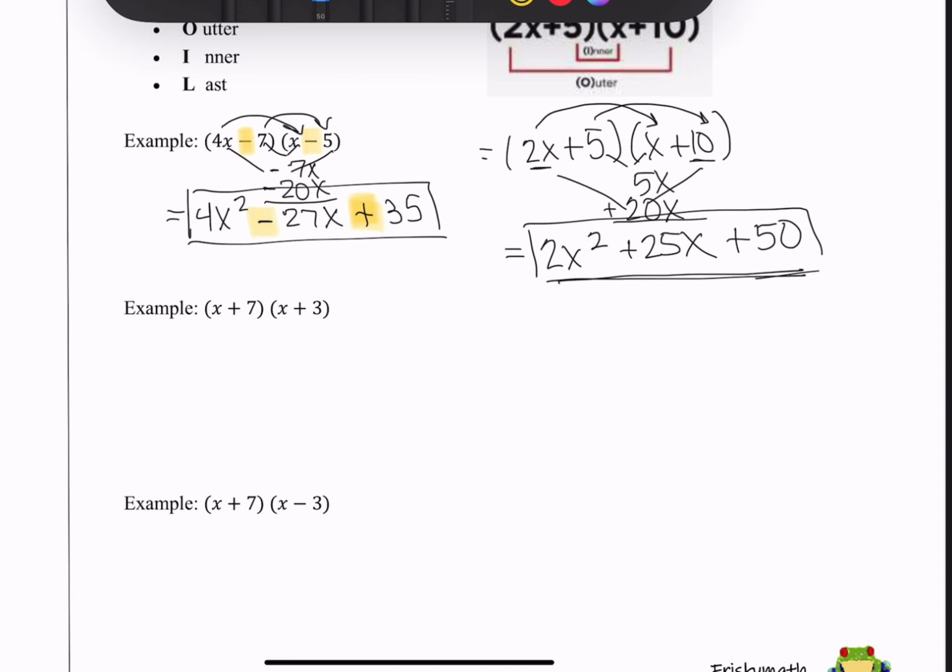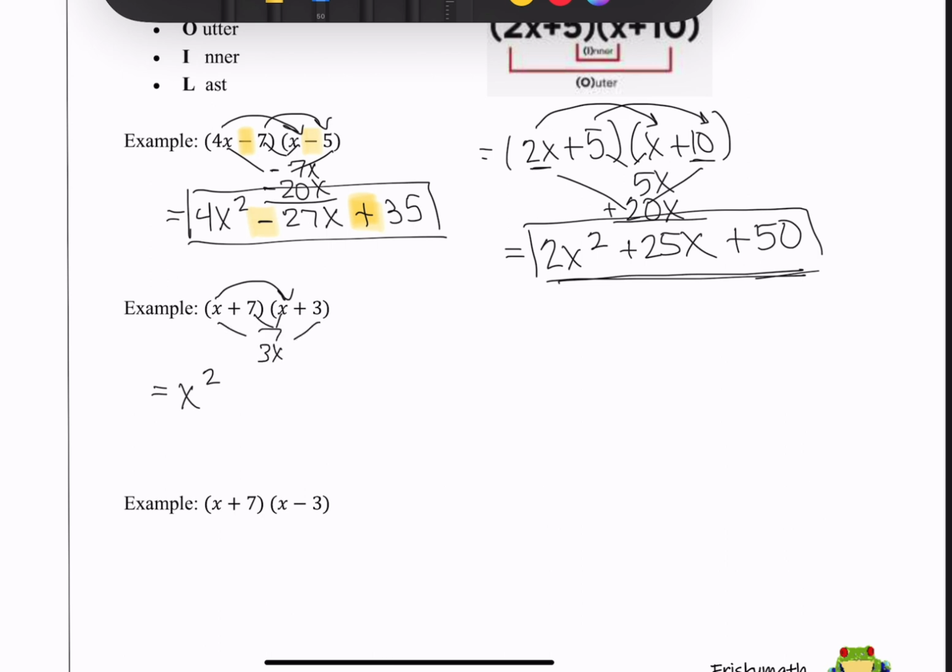All right, so let's look at our next example. Notice both signs are positive in each binomial. Well, what does that mean? Let's go ahead and FOIL. Two binomials, I can FOIL them. I end up with x squared. Let's see, our outers will give us 3x.